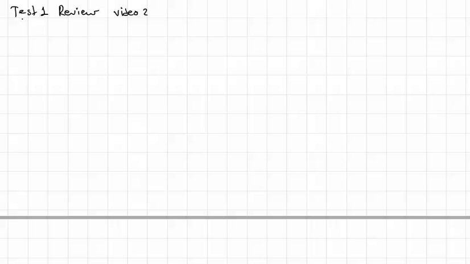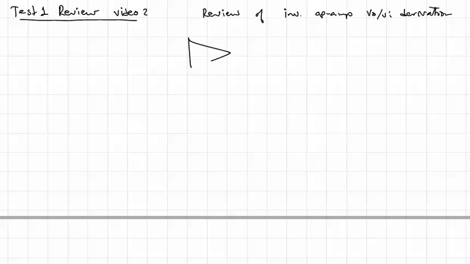Alright, here's video 2 where we're going to do a quick review of the inverting op-amp characteristic VO over VI derivation. This will just serve the purpose to review how we analyze op-amp circuits having negative feedback, and we will not be analyzing a non-inverting one. We'll just use this as our example.